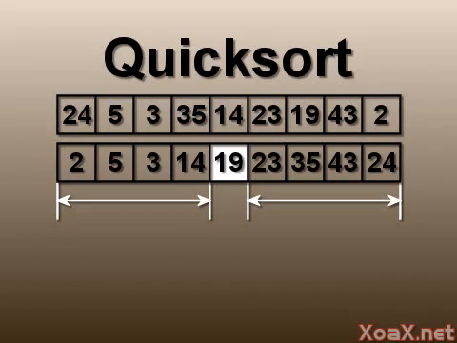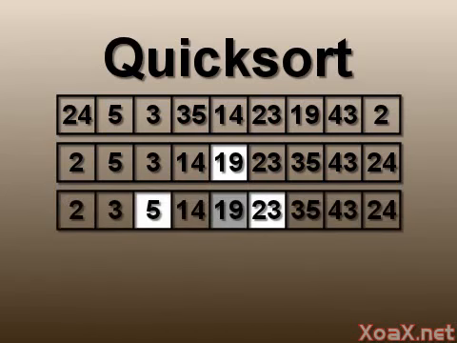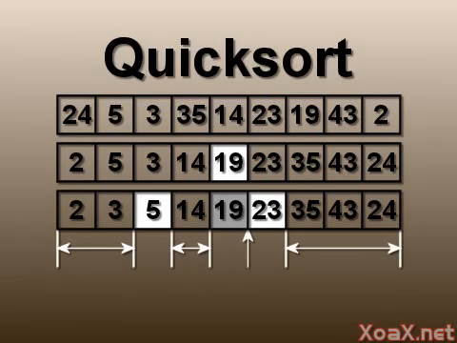Next, we partition each of these sets. Here, the two new pivots 5 and 23 are shown in white, and the old pivot 19 in gray. After partitioning these two sets, we have a partition containing the elements 2 and 3, a partition containing the element 14, a partition between the elements 19 and 23 which contains no elements, and a partition of the elements 35, 43, and 24. We do not need to partition the sets of size 0 or 1 since they are already sorted. This leaves us with the partition containing 2 and 3 and the partition containing 35, 43, and 24.